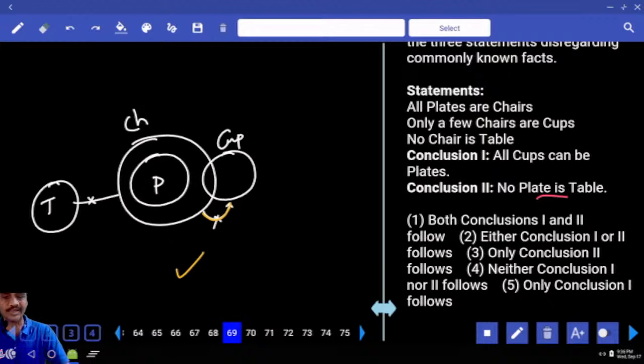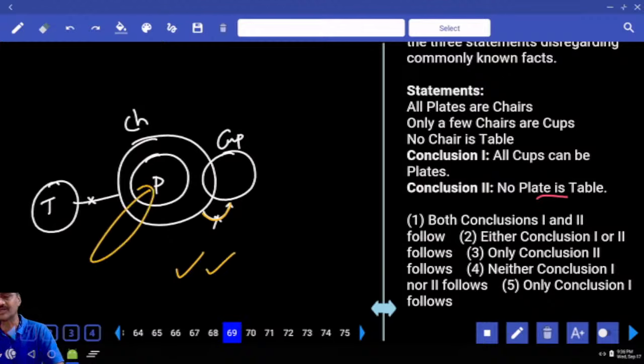Then, no plate is table is true. To make this one false, some plates are tables. Is it possible to write like this? No. Alternate diagram cannot be drawn. And it is definitely true. Cannot be false at least once. 100% definitely true. Both 1 and 2, choice 1, 69.